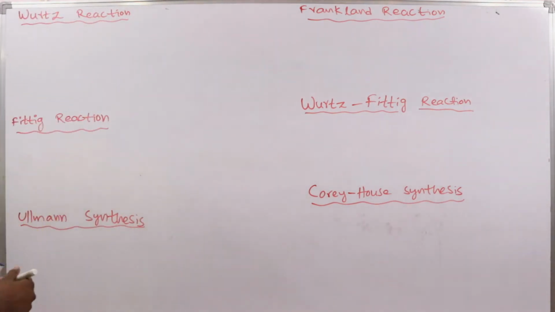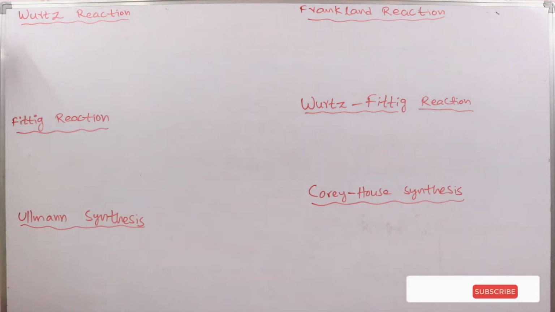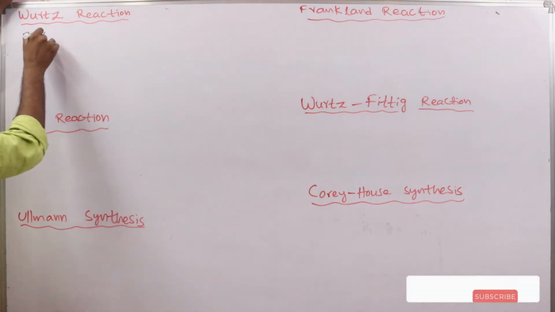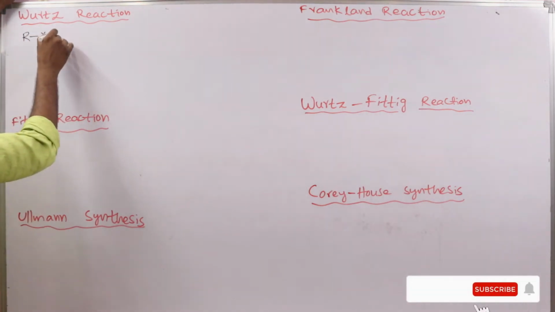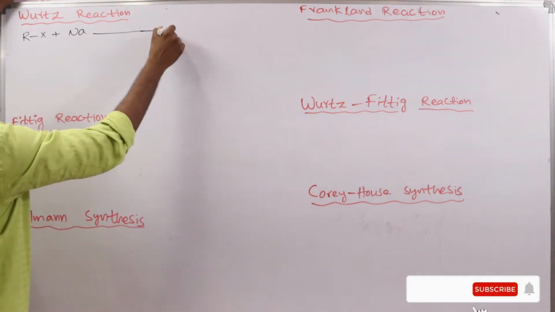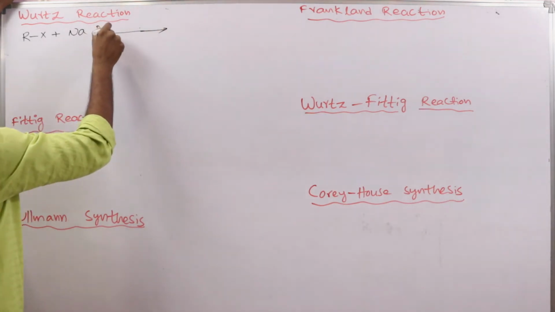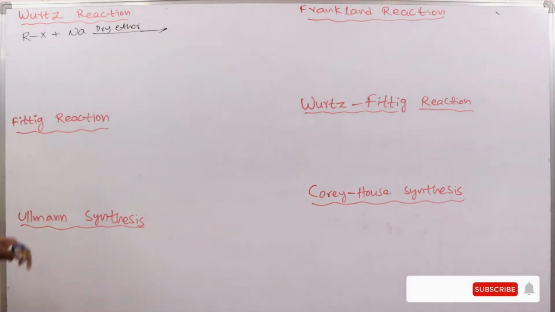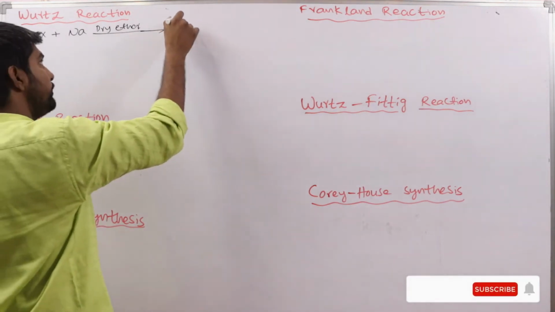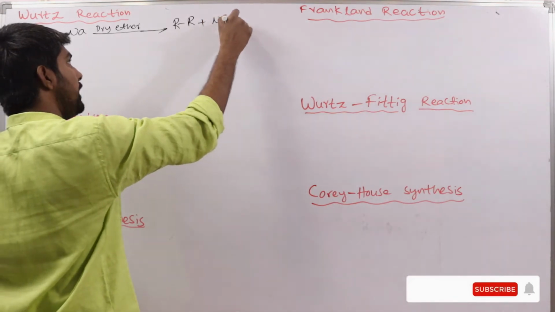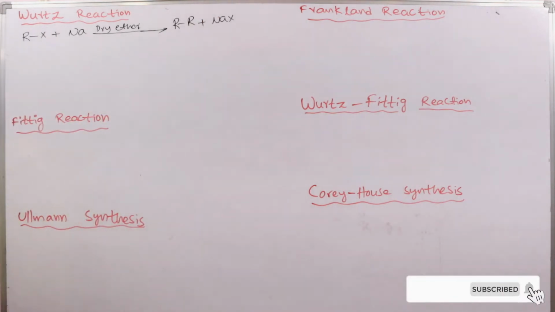So the first one is the Wurtz reaction. In this reaction, what happens? Alkyl halides react with sodium metal in dry ether. It is a solvent. Alkyl halide reacts with sodium to form hydrocarbon plus sodium halide.